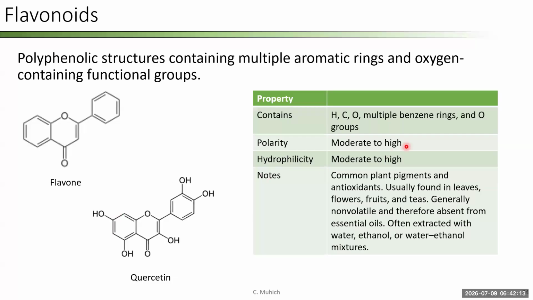These are generally moderate to highly polar, meaning they're generally moderate to highly hydrophilic. These often are in plants. They're often used as pigments and antioxidants, usually found in leaves, flowers, fruits, and teas. They're generally non-volatile. If we look at this structure, there's lots of these groups with which to form bonds. And so therefore we generally don't see them in distillates. We generally have to extract them with water, alcohols, or water-alcohol mixes.